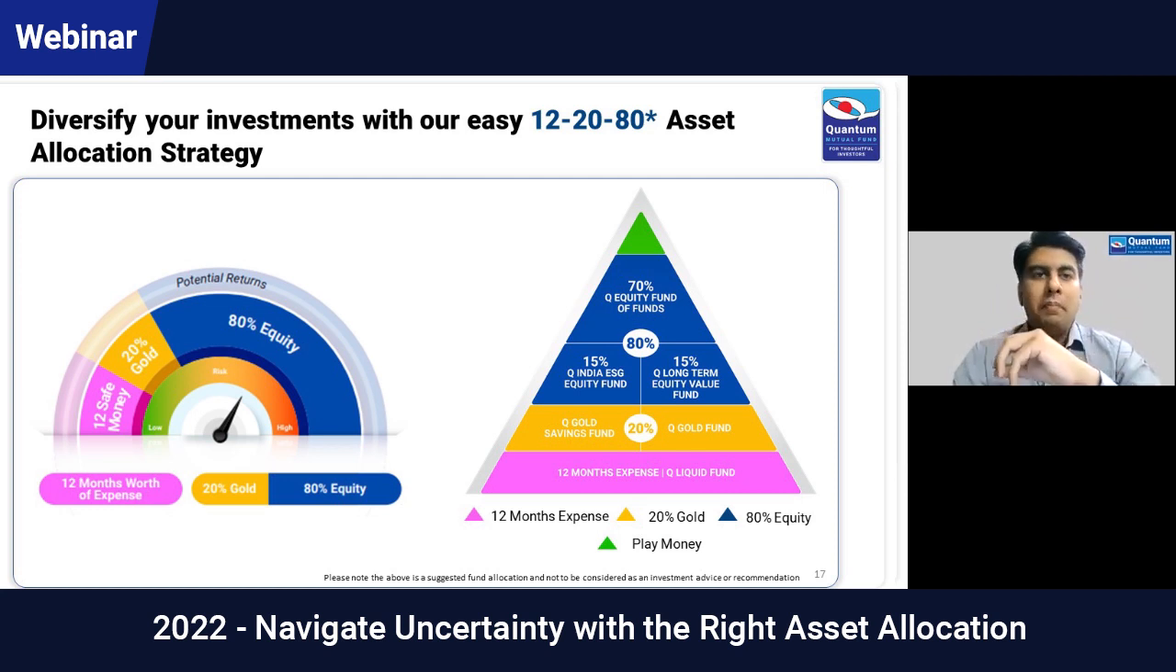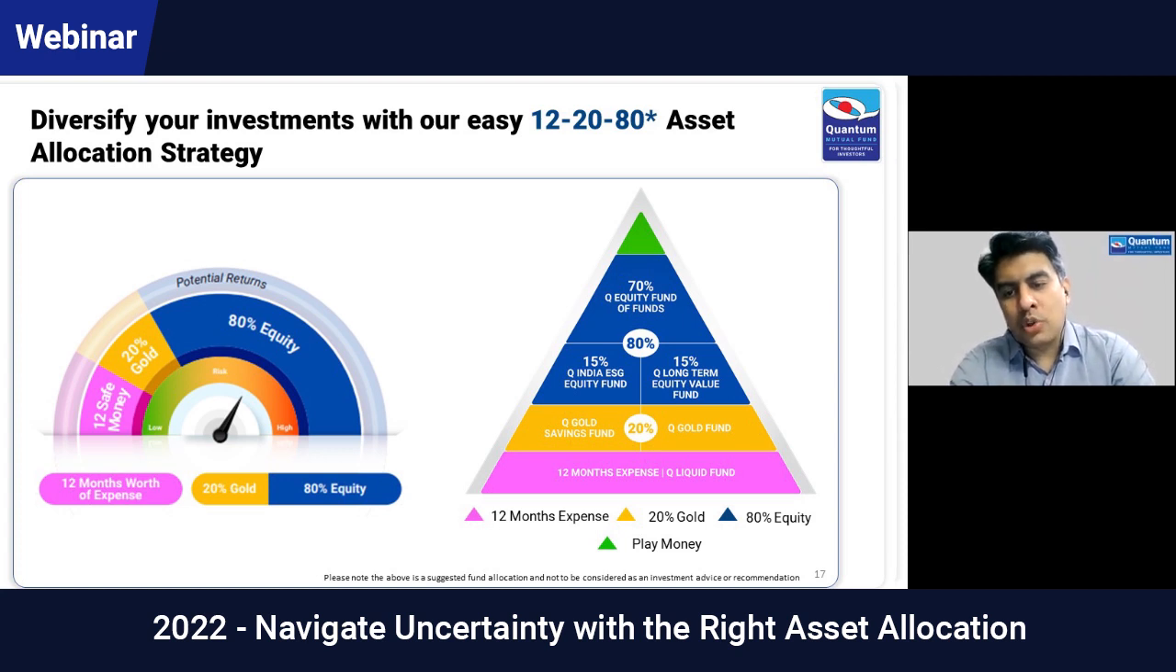Play money is some portion of your capital that you can use for tactical allocation, something you believe in, or something that you want to speculate on. Those kinds of things could be your play money, but that should be like 2 to 5% of your portfolio, not more than that. You should ensure a strict budget line on that allocation.